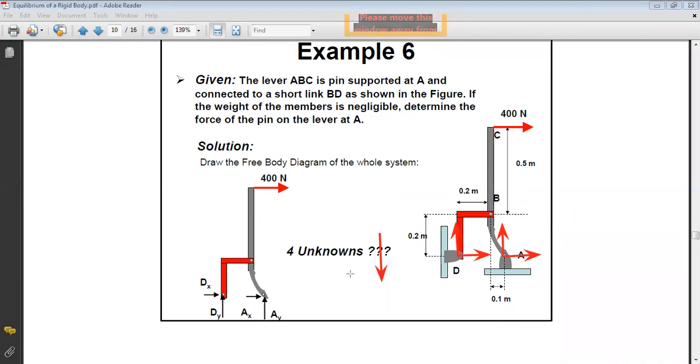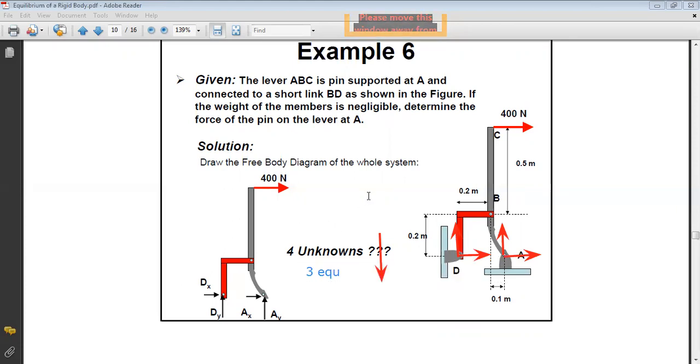And we know that in equilibrium of a rigid body in 2 dimensions, we can write maximum how many equations? We can write 3 equations. So if we take the whole system, we only have 3 equations but 4 unknowns, it will not work. We should try to do something else, okay? What we can try to do, we can divide into 2 parts. We can take ABC alone and BD alone, okay?